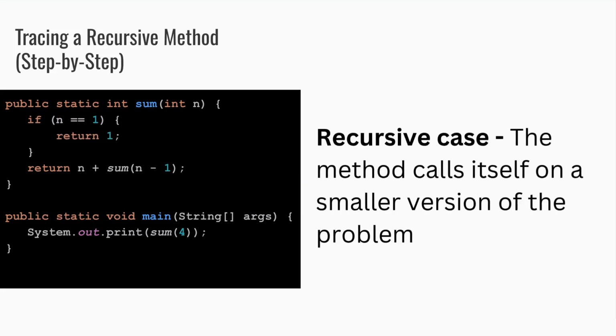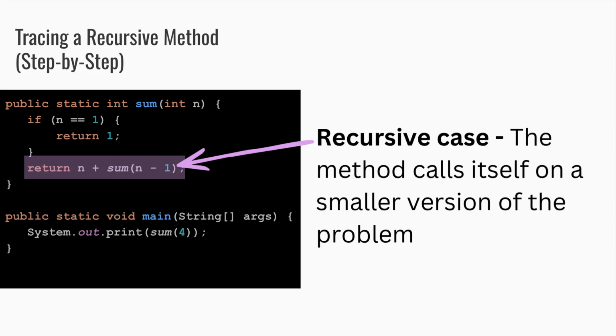Second, it needs a recursive case. That is the part where the method calls itself on a smaller version of the problem. Here, that line is return n plus sum n minus 1. This means we take the current value of n and add it to the result of sum n minus 1. So each call makes the problem smaller by 1, moving closer to the base case.